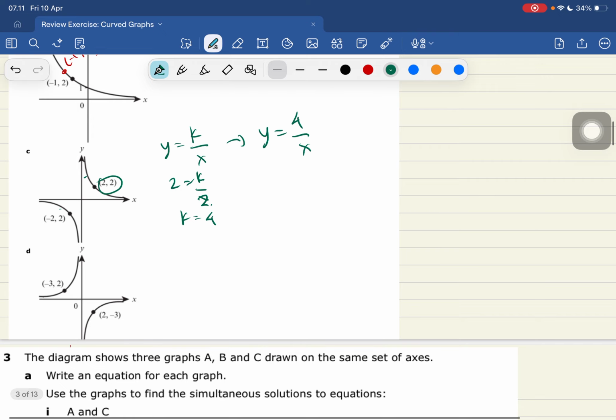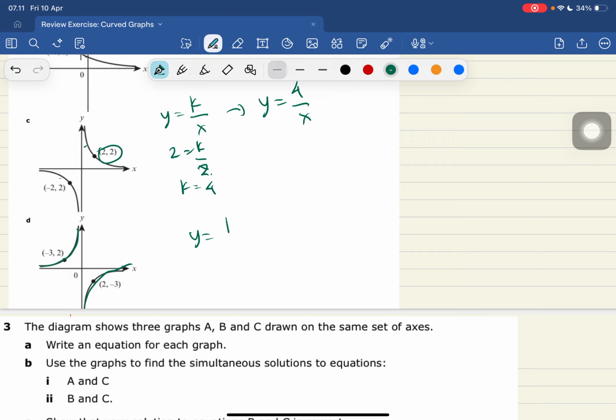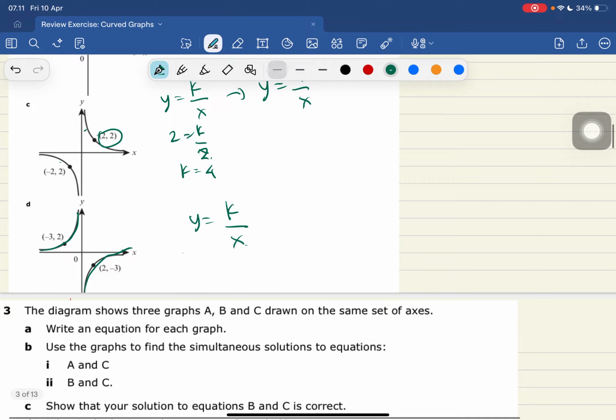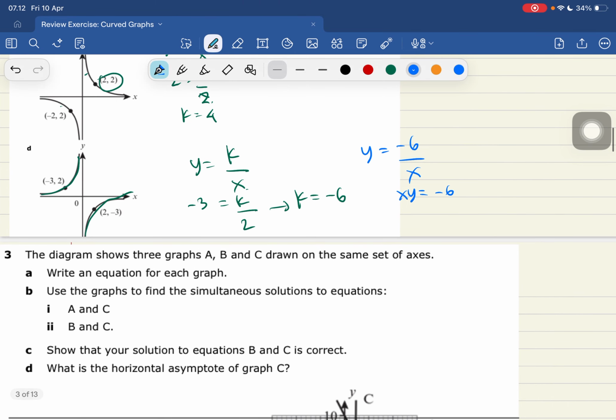However, if you look at it, we got quadrant 2 and quadrant 4, the reciprocal is going to be negative. So we can write it here, y equal to k divided by x. Here y is negative 3 equal to k, x is going to be 2. So we got k equal to negative 6. So we just substitute it. So y equal to negative 6 over x. Or if you want, you can write it as xy equal to negative 6. Both of them are reciprocal equations.